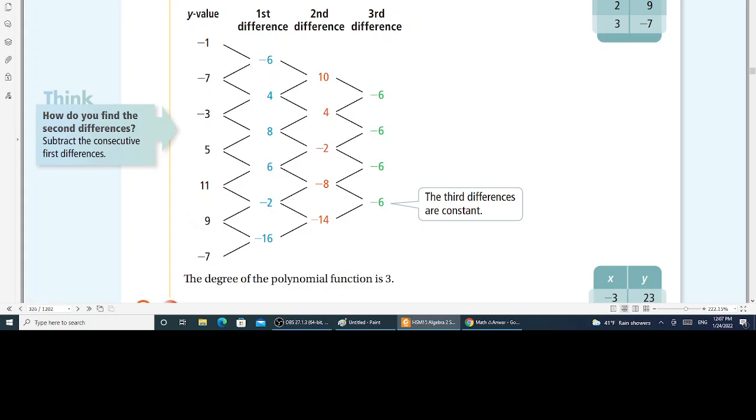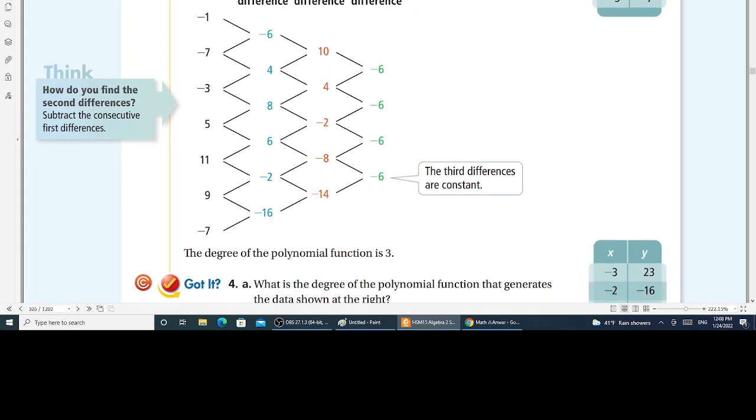Okay, now for the second differences: 4 minus negative 6 is 10, 8 minus 4 is 4, 6 minus 8 is negative 2, negative 2 minus 6 is negative 8, negative 16 minus negative 2 is negative 14. Okay, they are not equal.